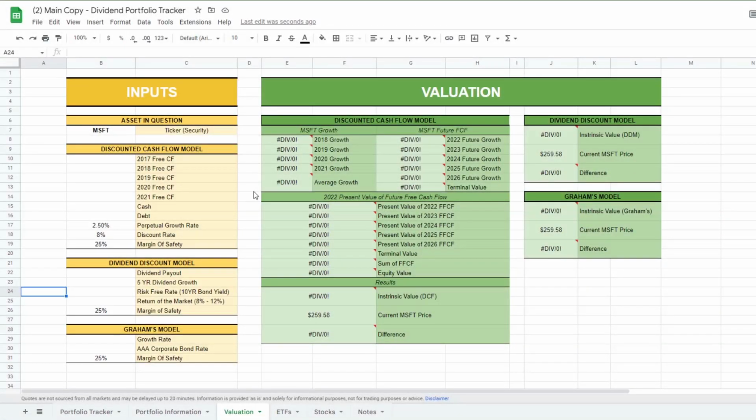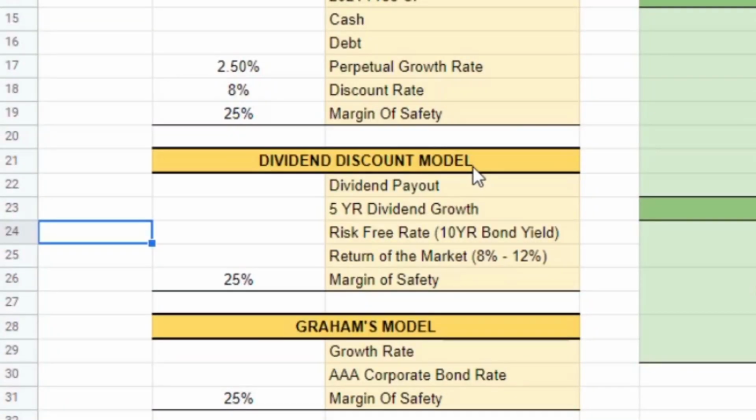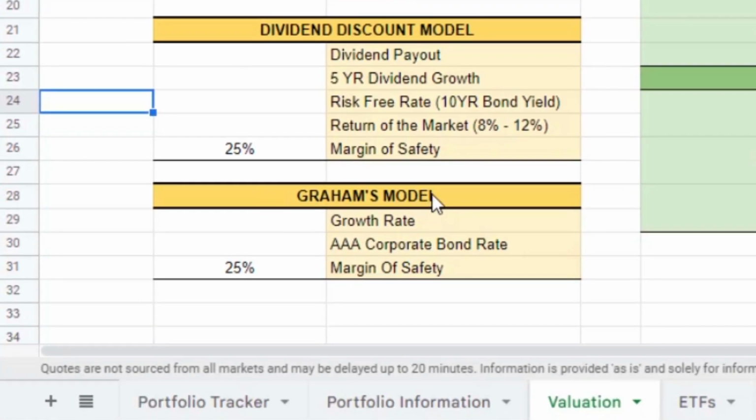Hey guys, it's James, and today I wanted to see what Microsoft would look like if we put it through our discounted cash flow model as well as our Graham's model. I'm going to forego the dividend discount model, as the dividend discount model is geared more toward those dividend aristocrat and dividend king paying type of stocks and ETFs. First off, we're going to start with Graham's model.